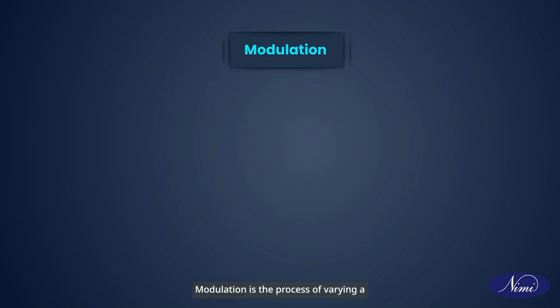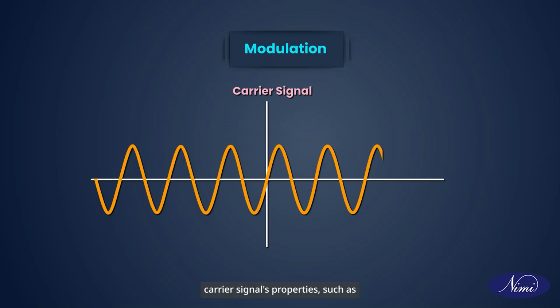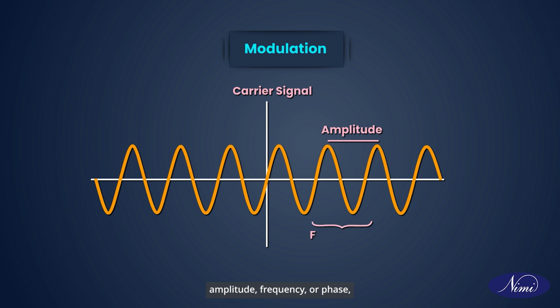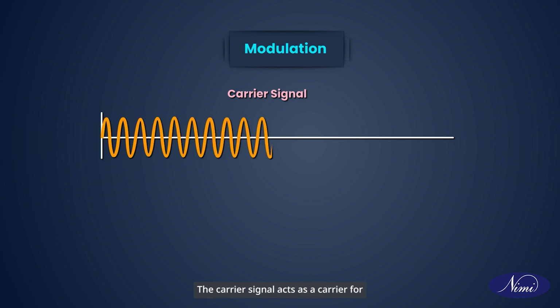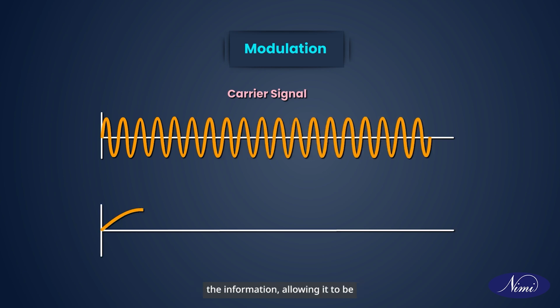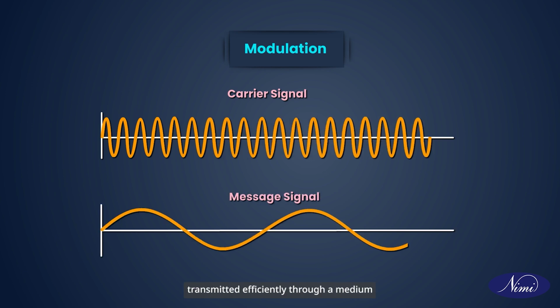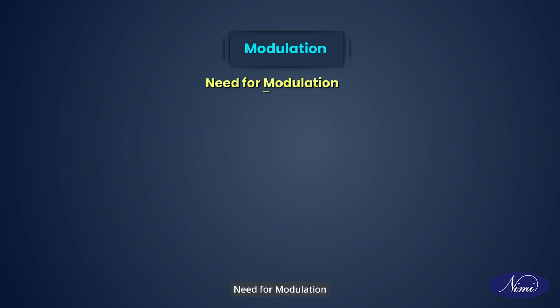Modulation is the process of varying a carrier signal's properties such as amplitude, frequency, or phase in accordance with the information signal being transmitted. The carrier signal acts as a carrier for the information, allowing it to be transmitted efficiently through a medium such as air in the case of radio waves or cables as in the case of wired communication.